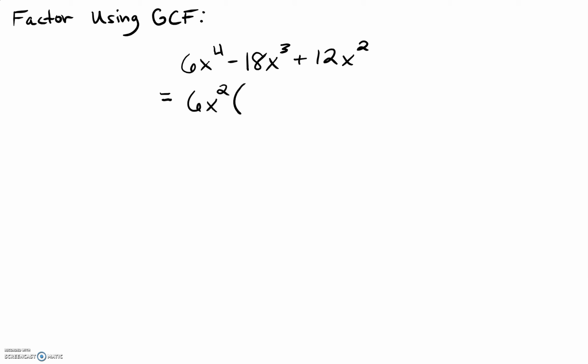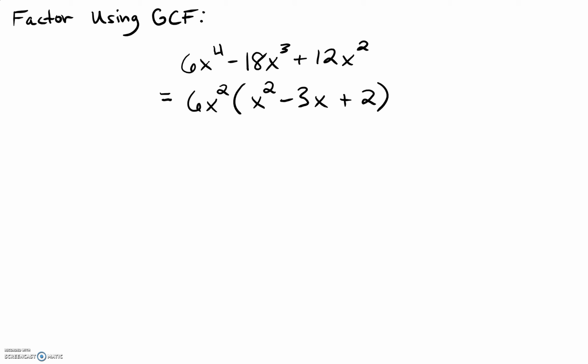And so now what you want to do is open a set of parentheses just like we did before, and figure out what's left over after you divide away or factor out the 6x squared from each term. So if you divide away 6x squared from 6x to the fourth, you're left with just x squared. If you divide away 6x squared from negative 18x to the third, you're left with negative 3x. And if you factor a 6x squared out of a 12x squared, you're just left with 2. And so now we have 6x squared multiplied by the polynomial x squared minus 3x plus 2.